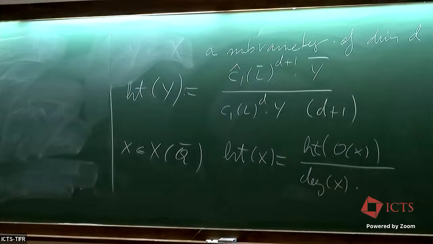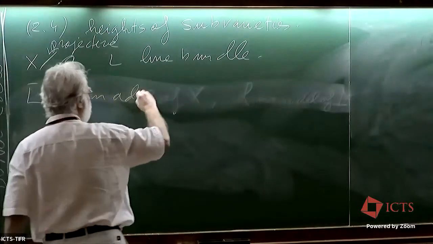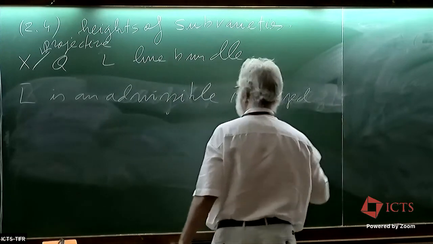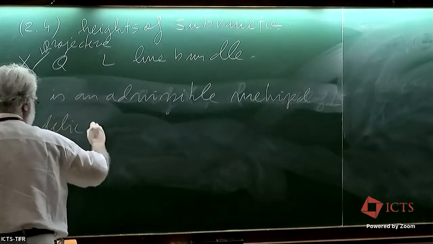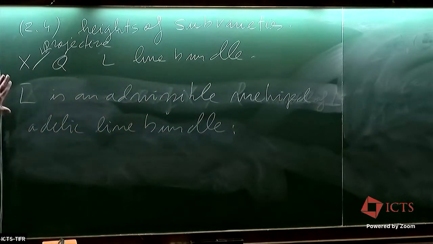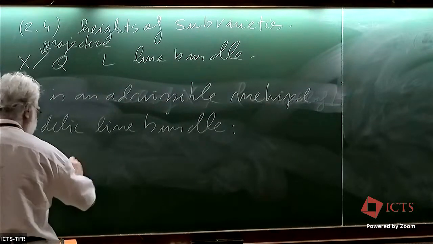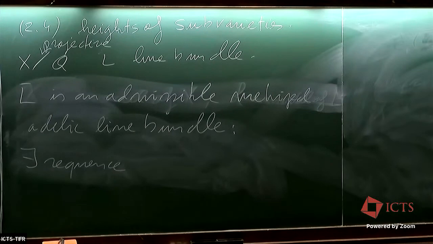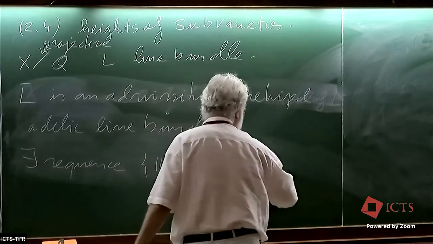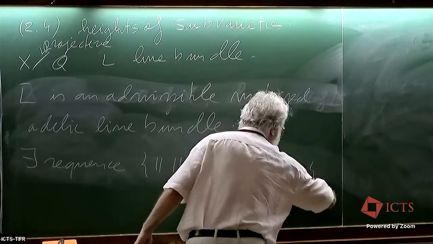Okay. So now we have a projective variety over Q, and we have a line bundle, and let's assume that L bar is an admissible metrized adelic line bundle. And remember from yesterday, this means that there exists a sequence of metrics n b that converges to the family of metrics that I have.